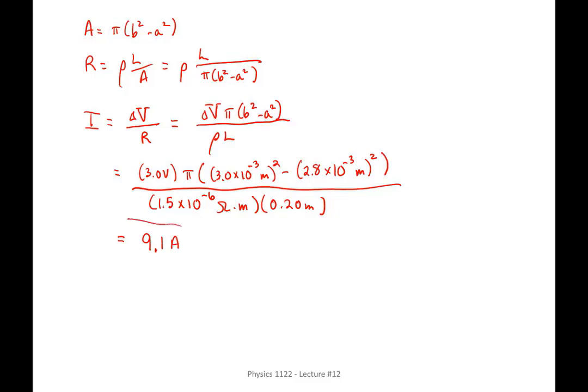So with a voltage of 3 volts applied across the nichrome tube, we would measure a current flowing through the tube of 9.1 amps, which is a pretty decent size current. And that's an example of how we would make use of this new equation, which relates the resistivity of a material to the resistance of an object created from that material.